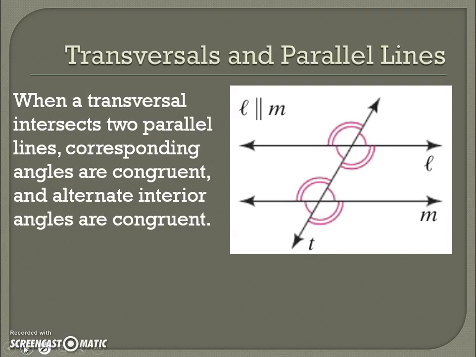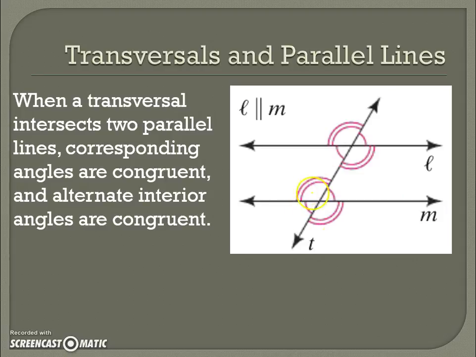All right, transversals and parallel lines. This says when a transversal intersects two parallel lines, corresponding angles are congruent and alternate interior angles are congruent. So you want to pause and copy all of this down as well as copy down this diagram. This right here means that line L is parallel to line M, meaning they run next to each other forever and they would never ever intersect. That's what parallel means.